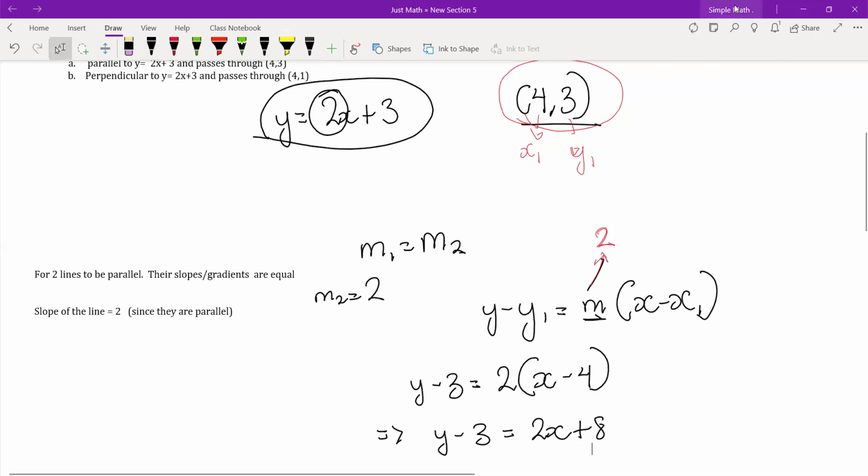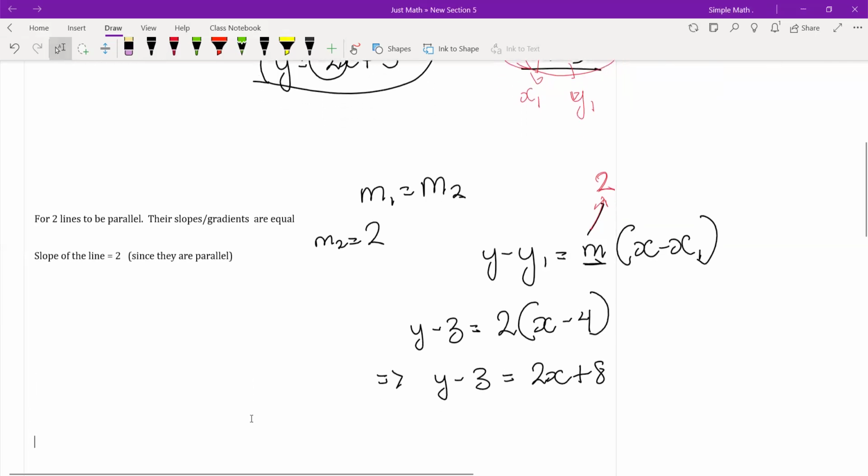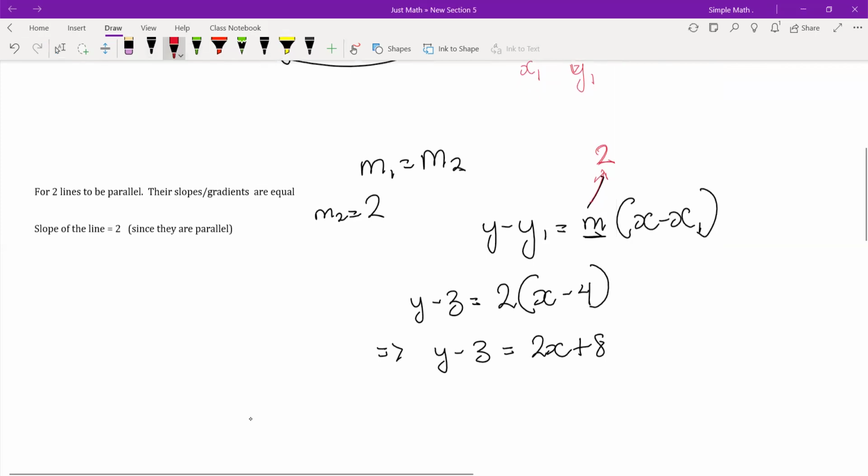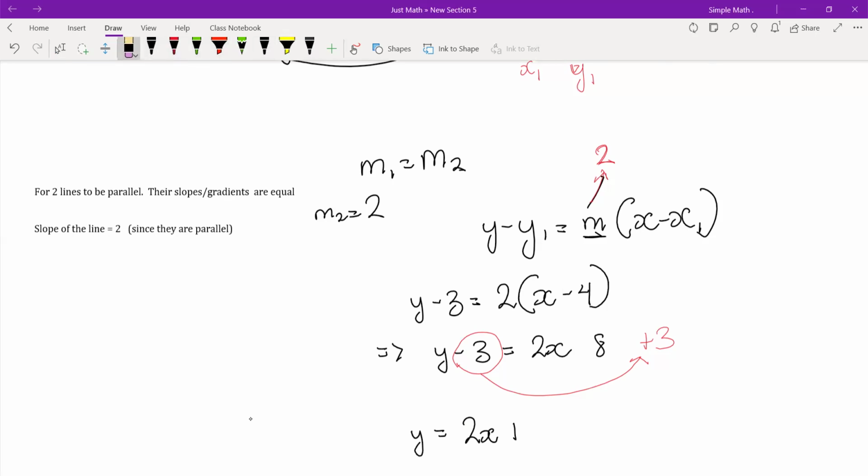We want to do it in slope-intercept form, so it means that y should be alone. We have to move this minus 3 to the other side, and once we do that, it becomes plus 3. So now y equals 2x, sorry, my bad, minus 8.